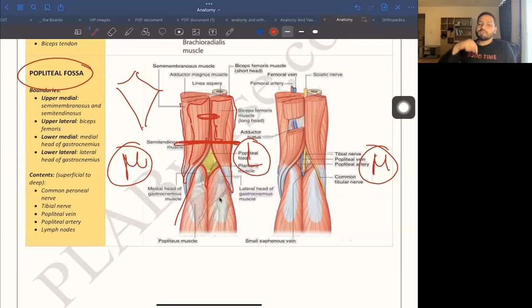What is the most superficial structure in the popliteal fossa? The most superficial structure is the common peroneal nerve. This is why it is at higher risk of injury during surgery. Okay, so all think about that. You have the common peroneal nerve, the most superficial, the popliteal artery, the deepest structure, and it puts both of them at risk of injury. One is during surgery, the other is during injury.